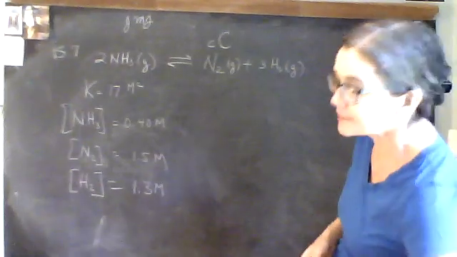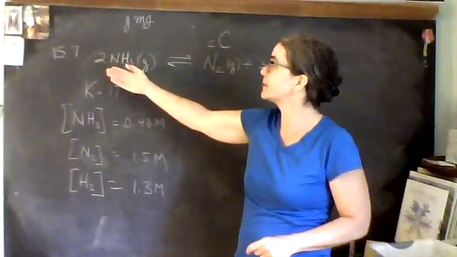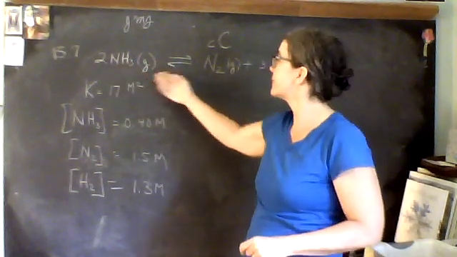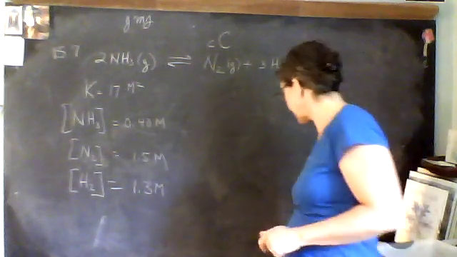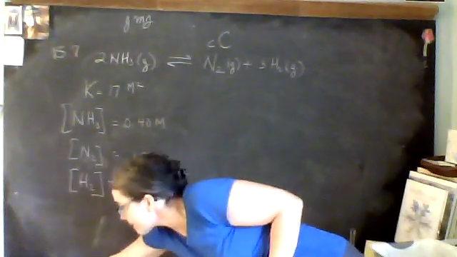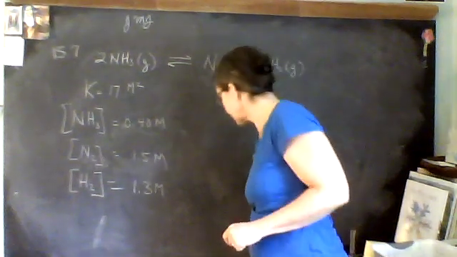A chemist is studying the following reaction. It's at the top of the board. Read it again. 2NH3 gas is in equilibrium with N2 gas plus 3H2 gas. The reaction has an equilibrium constant of 17 molarity squared.